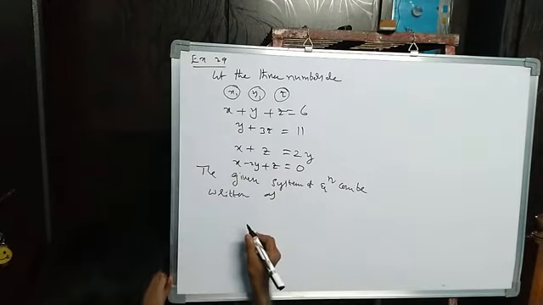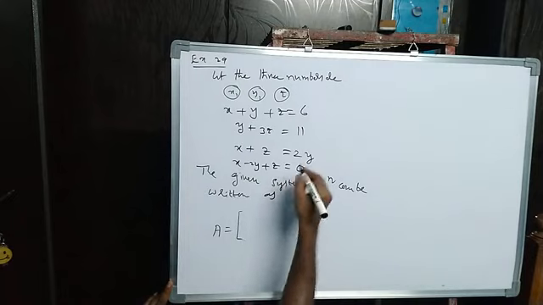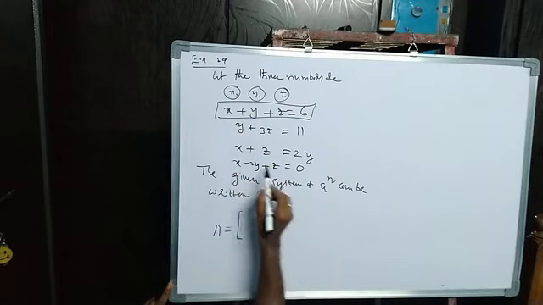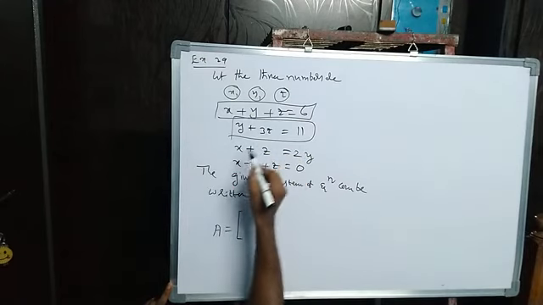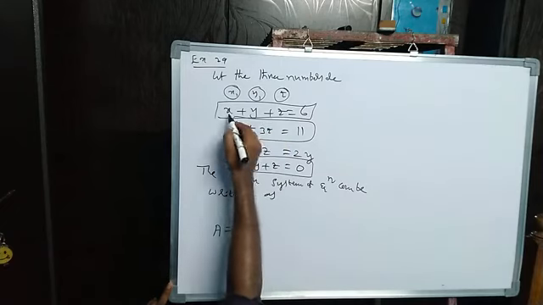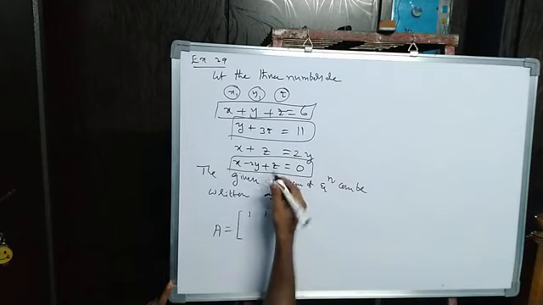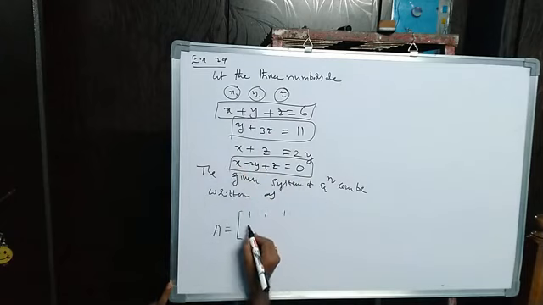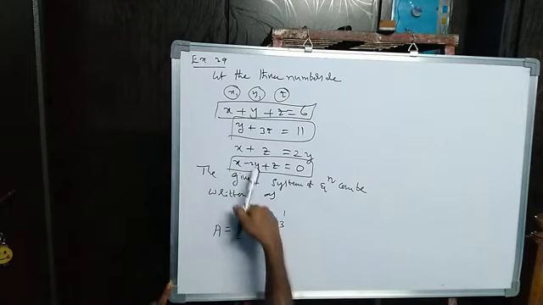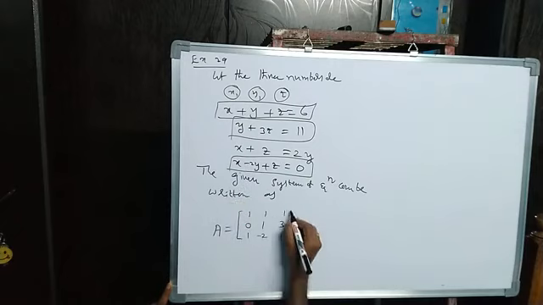how can I write the matrix form? A is equal to, write the coefficients only. What is the first equation? What is the second equation? What is the third equation? Write carefully. First equation: x, y, z only, so x coefficient 1, y coefficient 1, z coefficient also 1. 1, 1, 1. Next, second equation. Here x is not there, so x coefficient 0. Y coefficient 1, z coefficient 3. Next here, x coefficient 1, y coefficient minus 2, z coefficient 1.